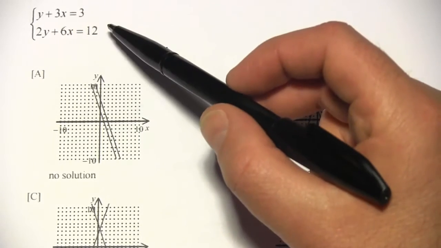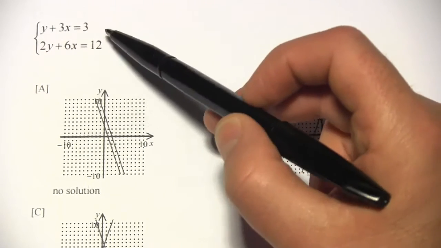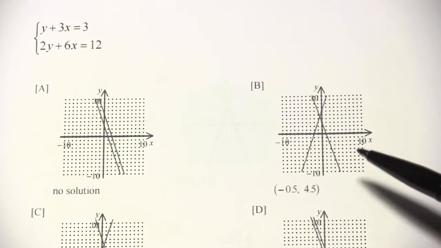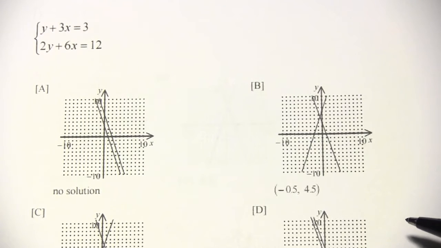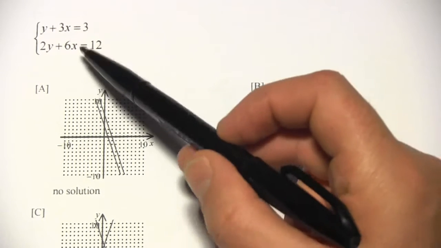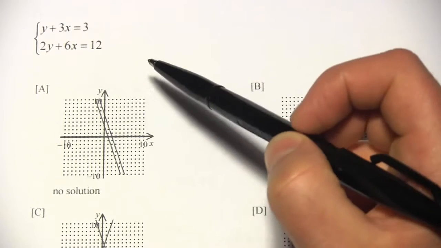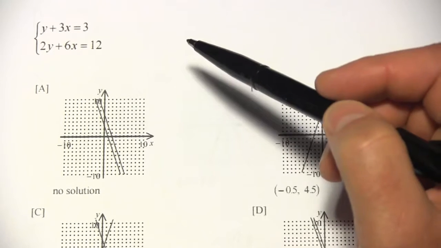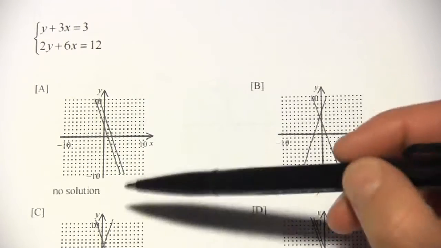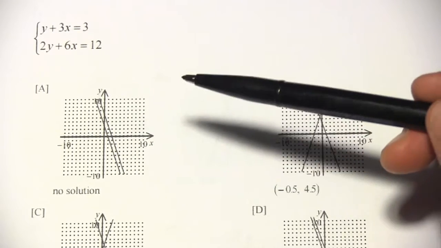So let's look at this one. We have these two equations, y plus 3x equals 3 and 2y plus 6x equals 12, and we're supposed to say which graph represents this, what the solution is if there is one, or if there's no solution. For me, the easiest thing to do is to put both of these equations in slope-intercept form. Then you can compare the slopes. If they have the same slope, they're going to be parallel and there will be no solution.